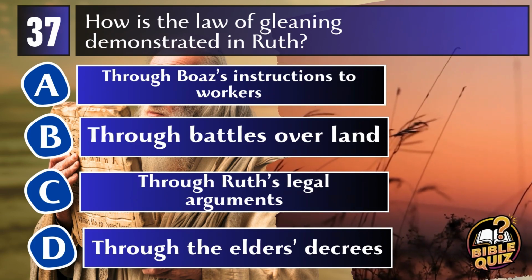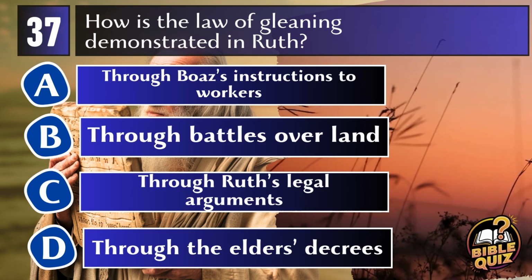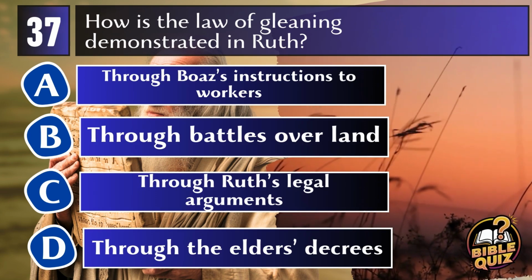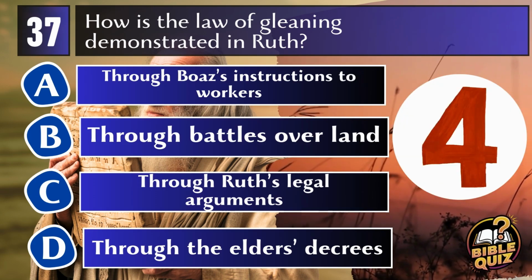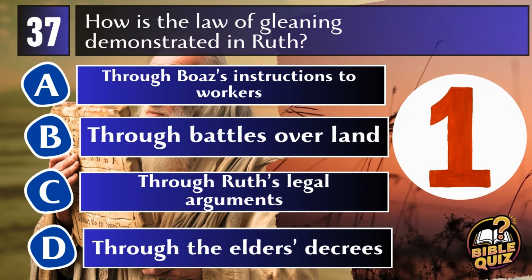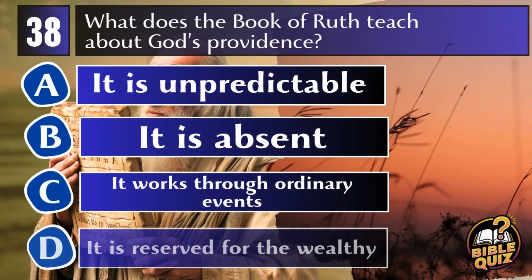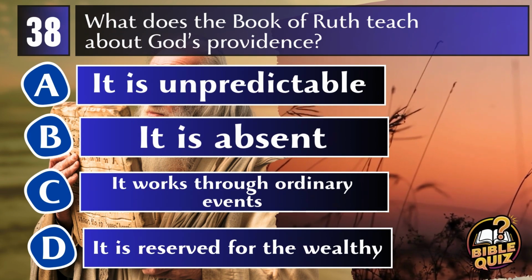A. Through Boaz's instructions to his workers. B. Through battles over land. C. Through Ruth's legal arguments. D. Through the elders' decrees. Answer A. Through Boaz's instructions to his workers. The law of gleaning, which allowed the poor and the foreigner to glean the fields after the harvesters, is demonstrated as Boaz instructs his workers to leave extra grain for Ruth, showing compassion and adherence to the law. Leviticus 19:9-10, Ruth 2:15-16. Question 38. What does the Book of Ruth teach about God's providence?